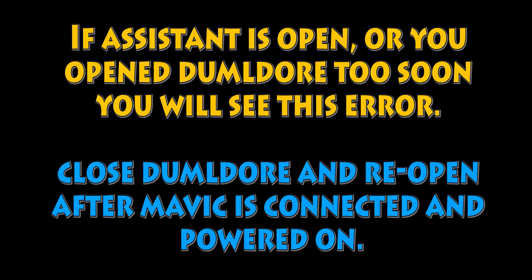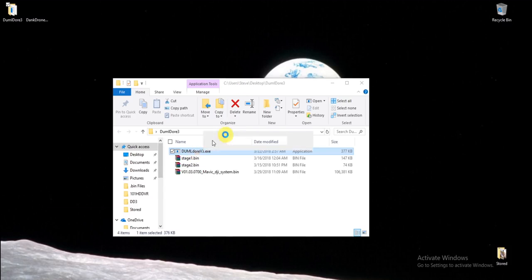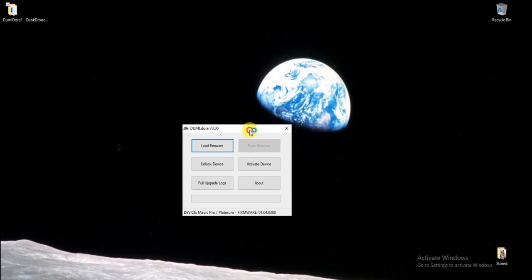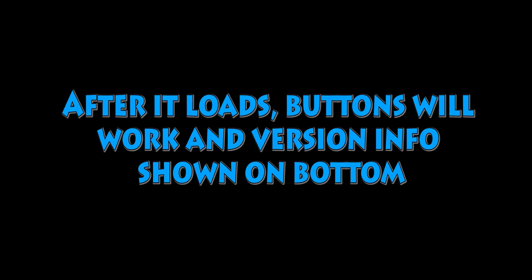Just a note there that if you see that serial port is not open message, you need to close Assistant or you opened Dumbledore too soon. Mavic wasn't fully powered on. Just go ahead and close it, reopen that tool, go to query, and then you'll see some buttons show up here.